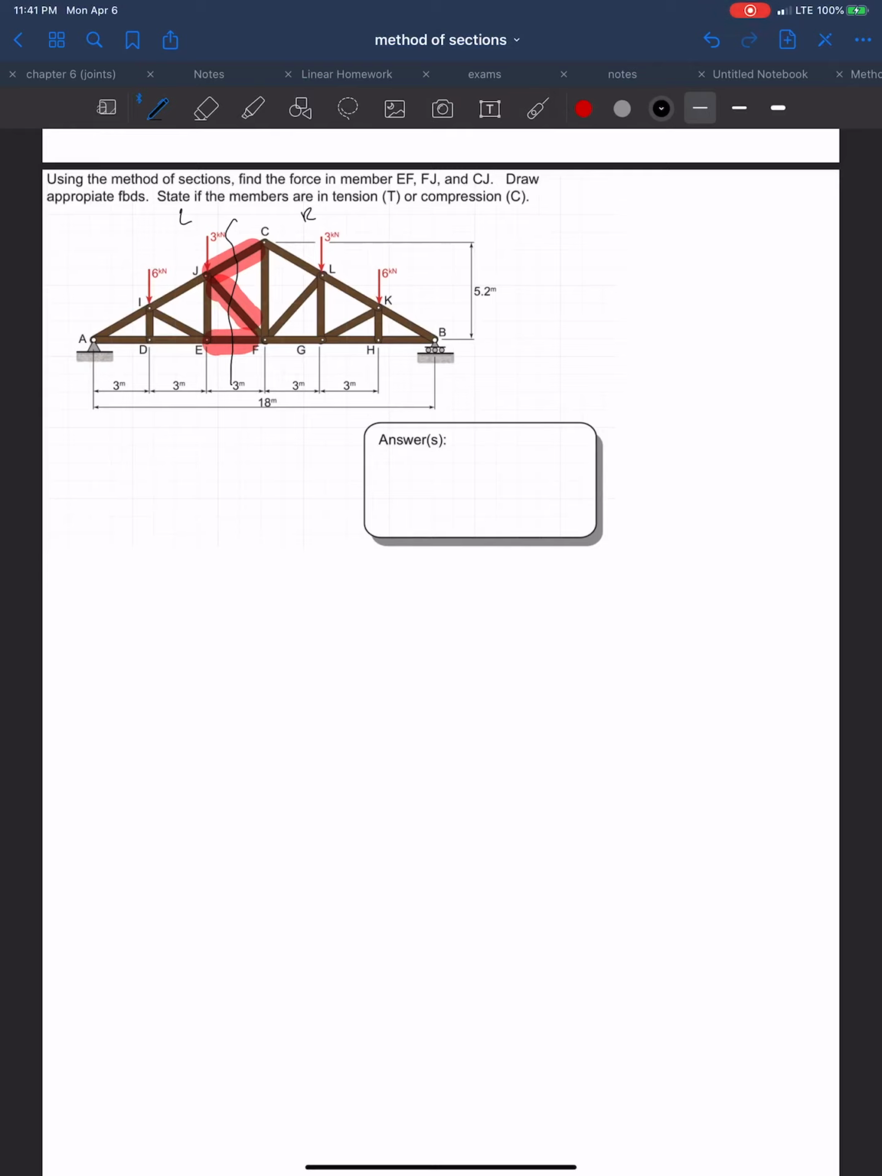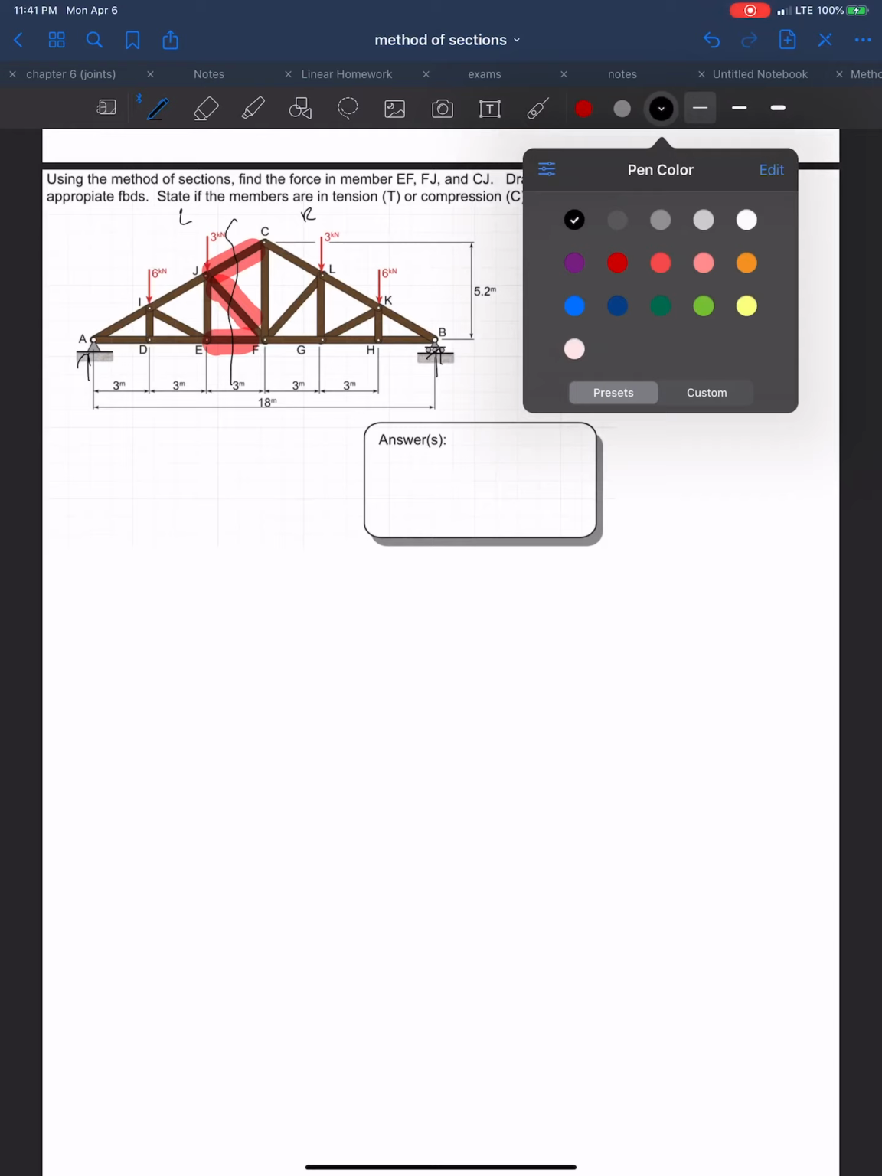Just by looking at the truss problem, I can see that they're both going to be basically the same, because if you notice, this is a symmetrical truss. So we're going to have basically the same amount of forces on each side of the truss. So I'm going to go ahead and pick the left side just because it seems smaller. I want to do it this way.